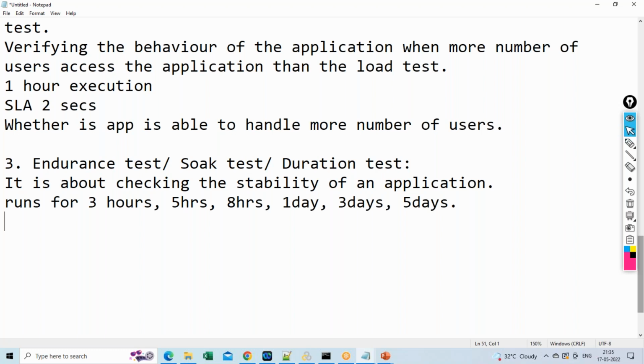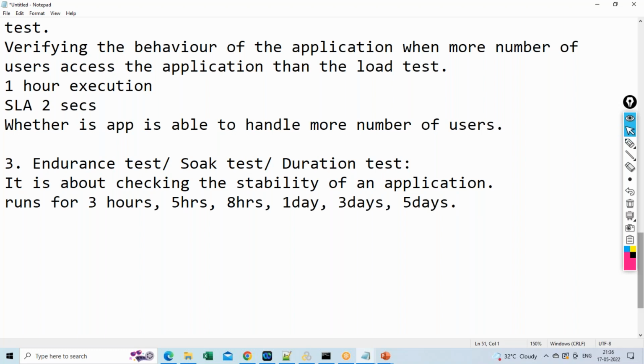That means if the response times are, let's say, less than 2 seconds in the first 1 hour, it should remain the same or near to that in the last 1 hour also. The performance should not degrade. If you are getting response times of 1.5 or 2 seconds in the first 1 hour, in the last 1 hour of the load test it should not be 5 seconds or 10 seconds. The application should behave similarly throughout the test. That means response time should not degrade during the test. You got my point? That is the important thing.